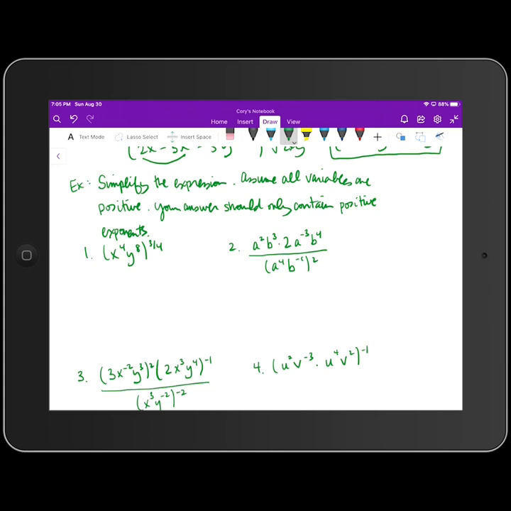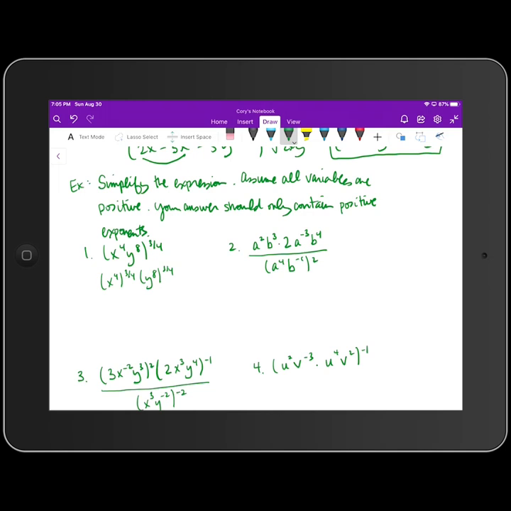Okay, so for number one, we have the quantity x to the fourth power times y to the eighth power, which we're raising to the 3/4 power. Okay, so we have like a product raised to a power. So I'm going to apply the exponent to each of those individual factors, which is like saying x to the fourth power to the 3/4 power times y to the eighth power to the 3/4 power. So what we have in both instances is a power raised to a power. So we're going to multiply the exponents for each one.